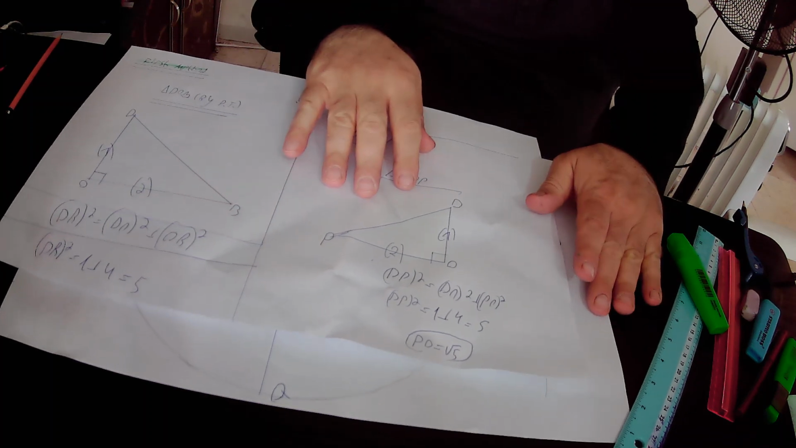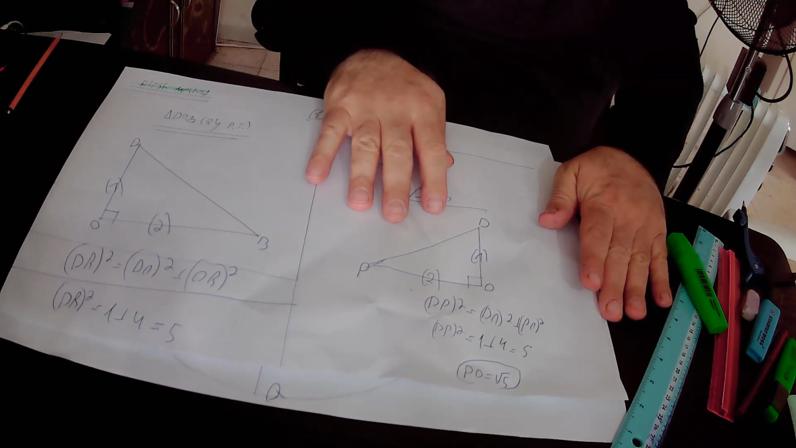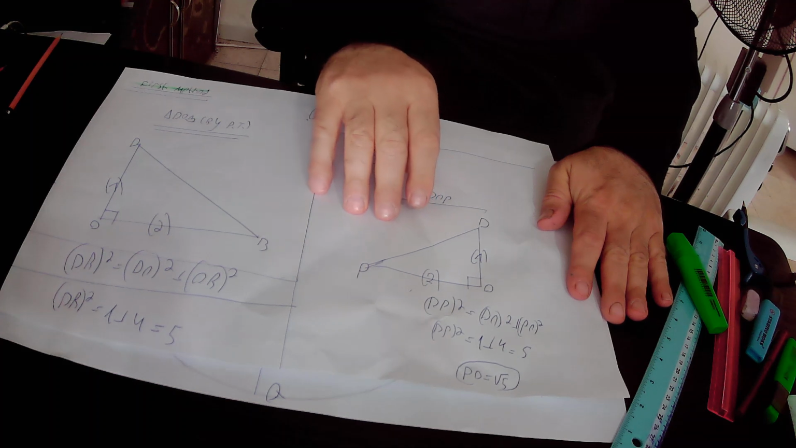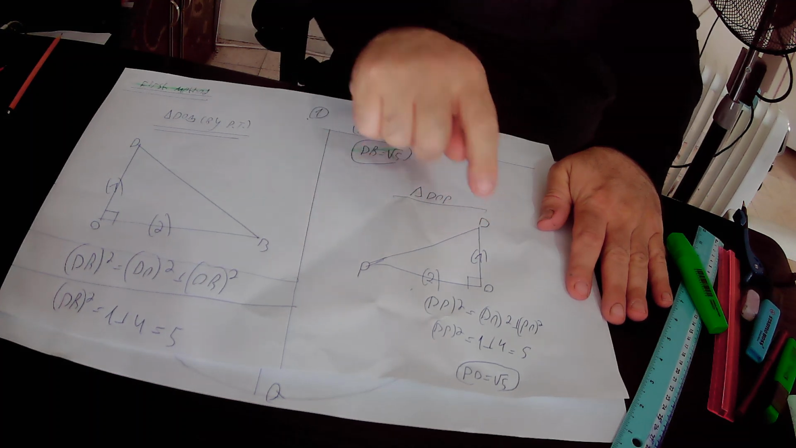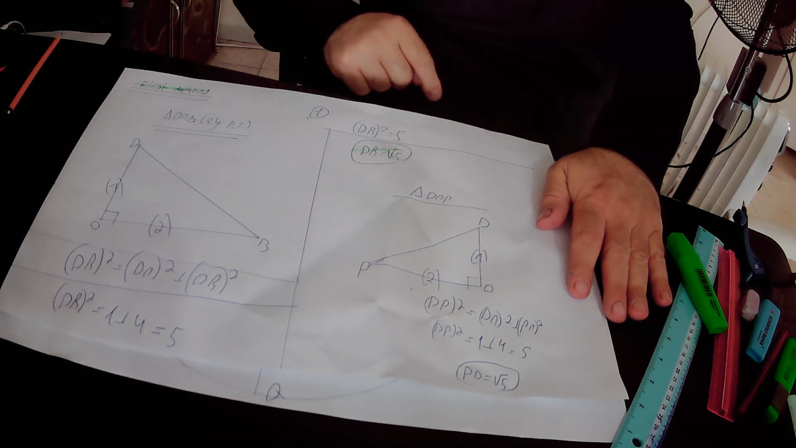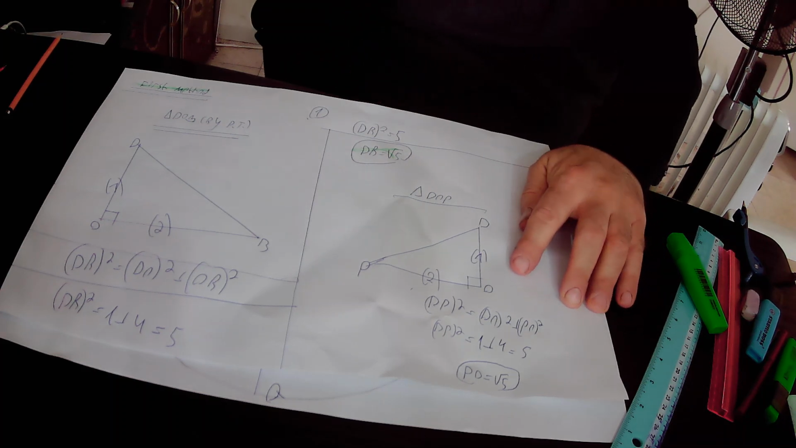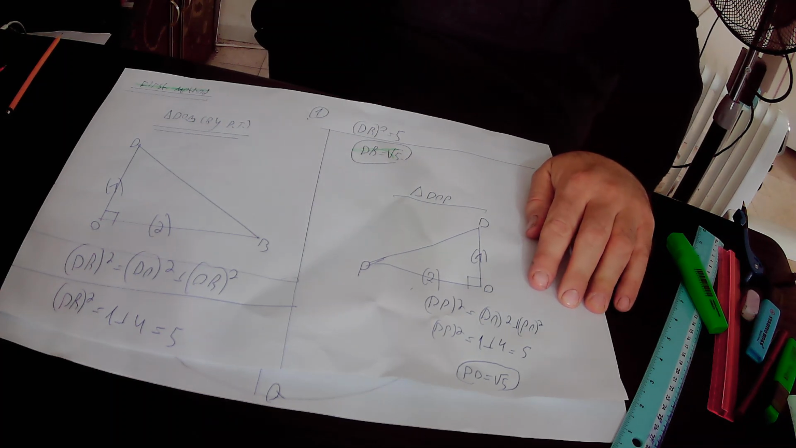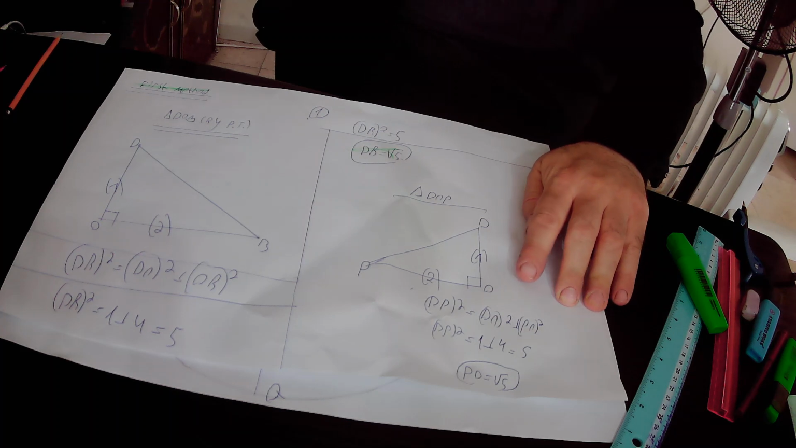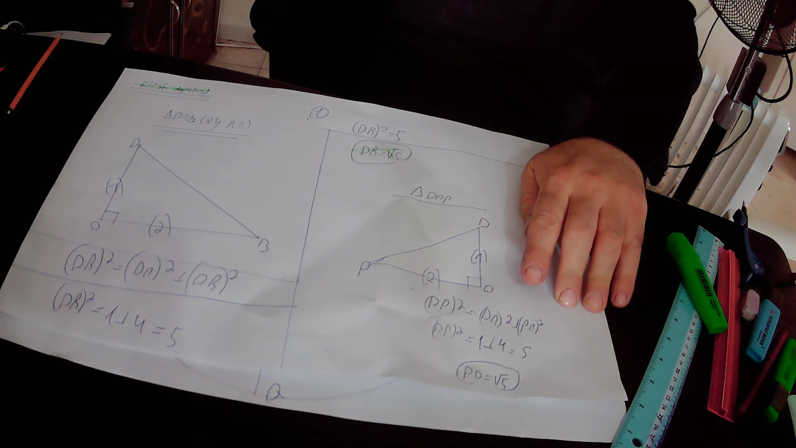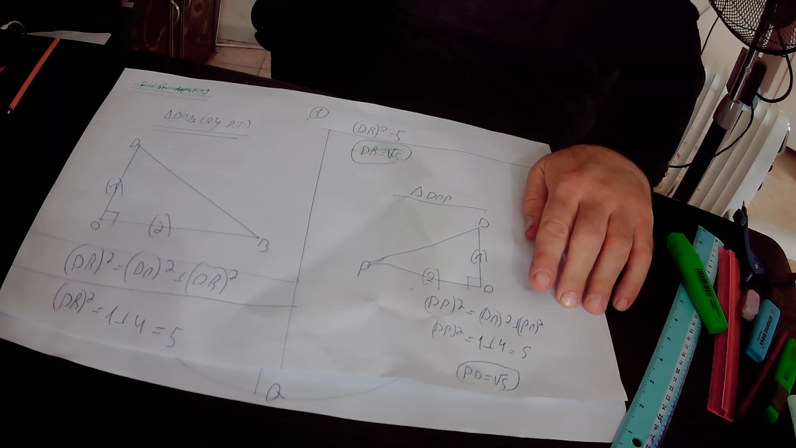This is the right triangle ODP that I copied from the original drawing. According to the Pythagoras theorem, in this right triangle ODP, PD squared equals DO squared plus PO squared. DO is 1, therefore DO squared is 1 squared, that is 1. Plus PO squared. PO is 2, therefore PO squared is 2 squared, that is 4. So in total, PD squared equals 1 plus 4, that is 5. So PD squared equals 5.